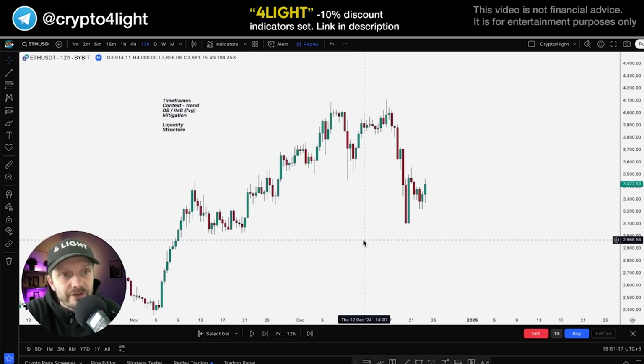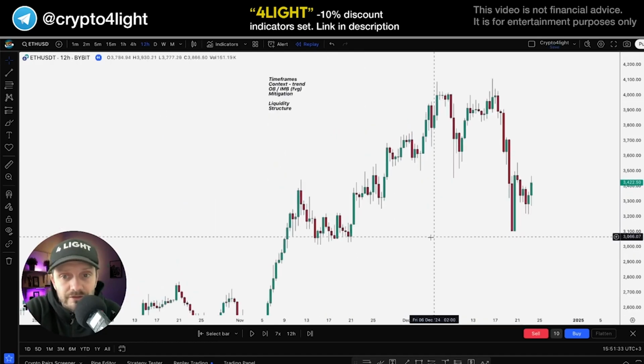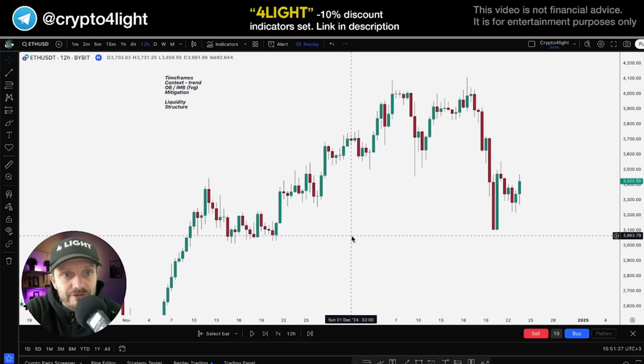I not so often use order blocks. I more use imbalance, fair value gap to open a position. For me, fair value gap is more valid to open a position, and I feel more comfortable when I use the fair value gap. But yes, order block I also from time to time use as an additional factor to open a position.